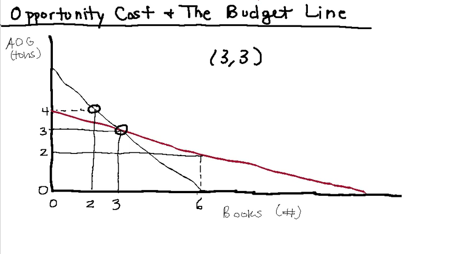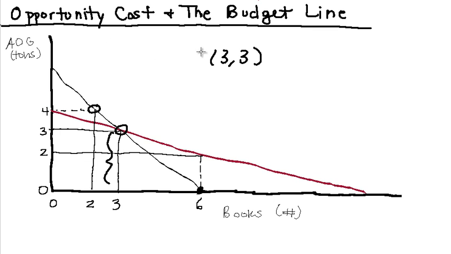Now consider again the bundle 3-3. And suppose I'm still on the black budget line. What is the opportunity cost of acquiring 3 more books? Well, we can simply move right along the budget line to 3 more books over here, and we can see that we have to sacrifice 3 tons of all other goods.